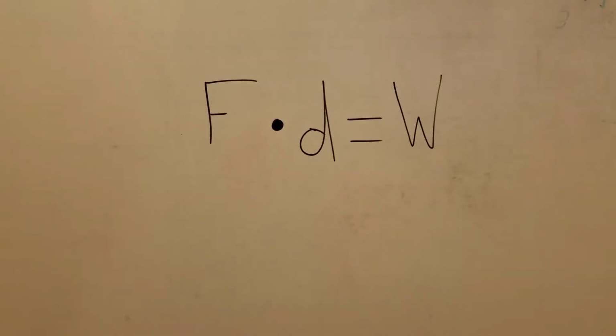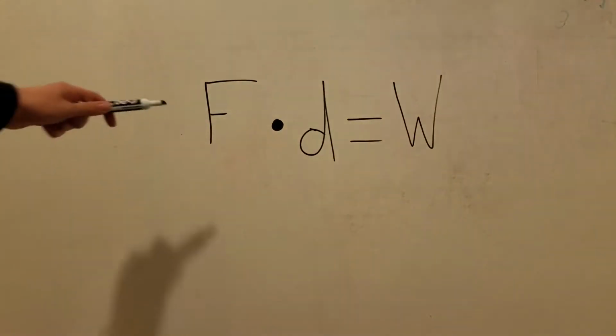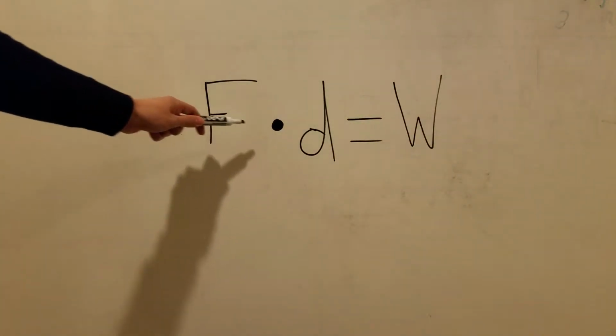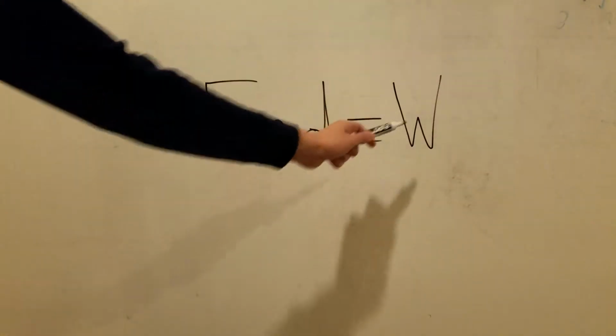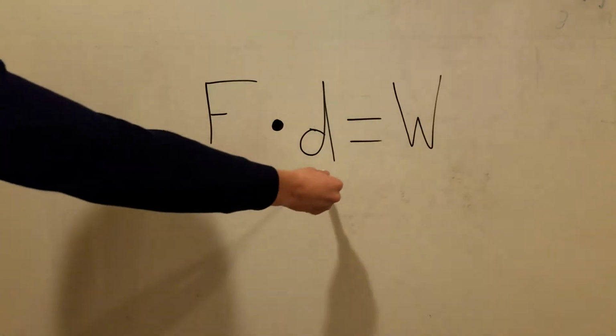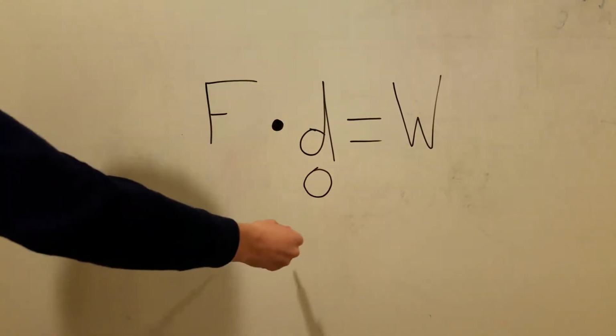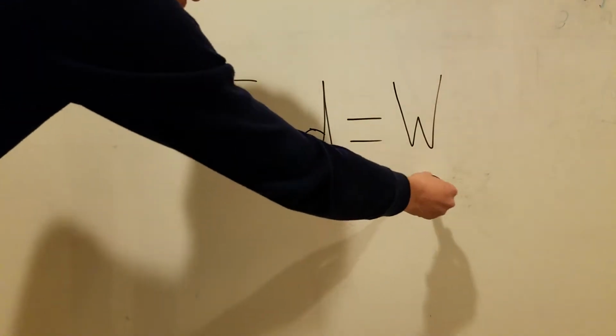Now I know that you're asking me right now for a detailed explanation of all of these formulas, and let me tell you, I'm going to give you one even if you aren't. Now, this formula means that your force has to be applied through a displacement in order to get work. If the displacement is 0, then there's no work.